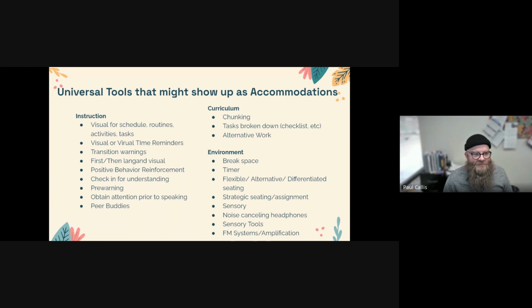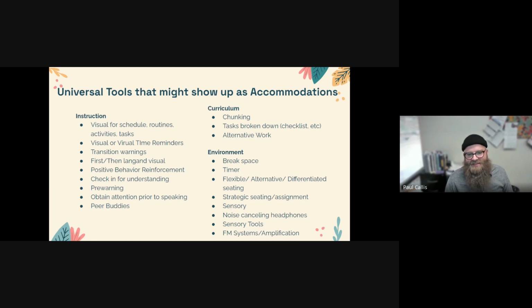A lot of our students are going to have difficulty with reading. And if we give them a page to read, it can be really overwhelming. If we give them a paragraph that's surrounded by a little box, it can be like, oh, it's manageable. I can do this.